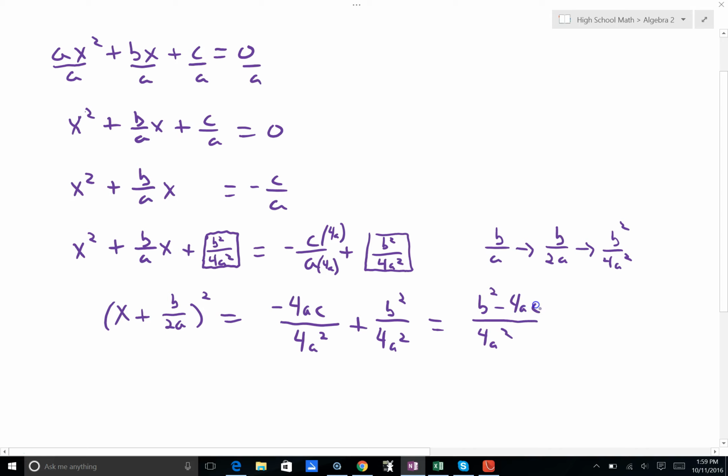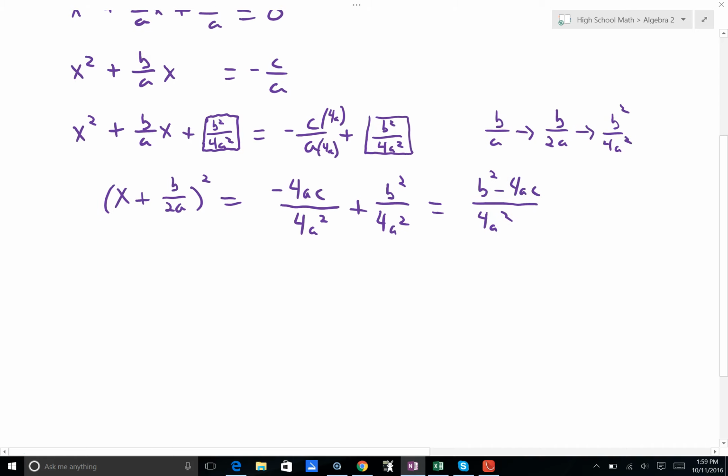Well, I hope you can already see that we have some quadratic formula type features. This is our discriminant, this b squared minus 4ac. Alright, so now I have the statement x plus b over 2a quantity squared is equal to this fraction, b squared minus 4ac, all divided by 4a squared.